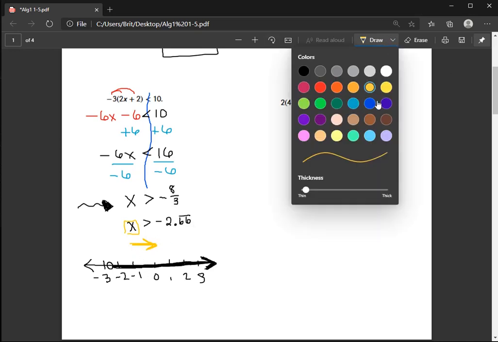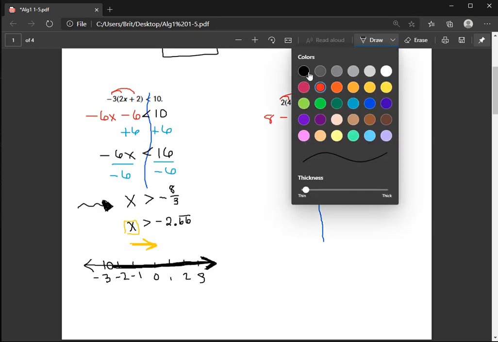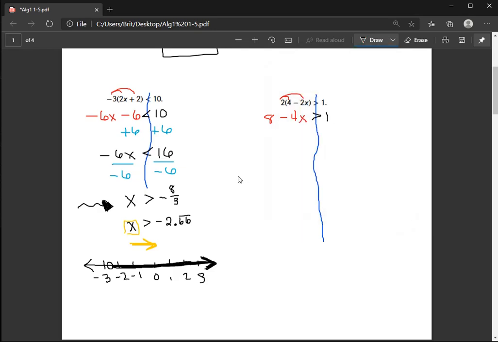Let's try just one last one just to make sure we know. So I draw my little river at my inequality symbol. I have a set of parentheses, so I'm going to distribute to that set of parentheses. So 2 times 4 is 8, and 2 times negative 2x is negative 4x. Now we're trying to isolate x, we want to get it alone. And this is where kids tend to struggle a little bit because they see the multiplication and they see that they're subtracting the 4x, but they don't know how to get rid of the 8.